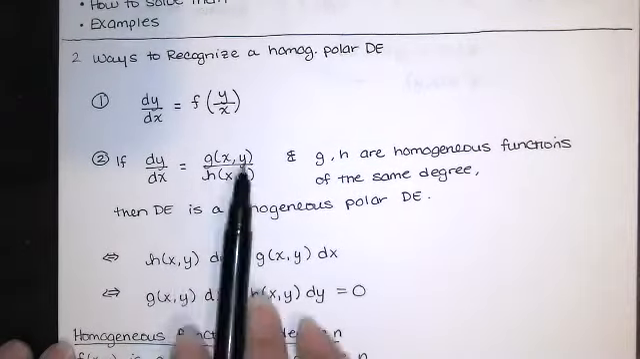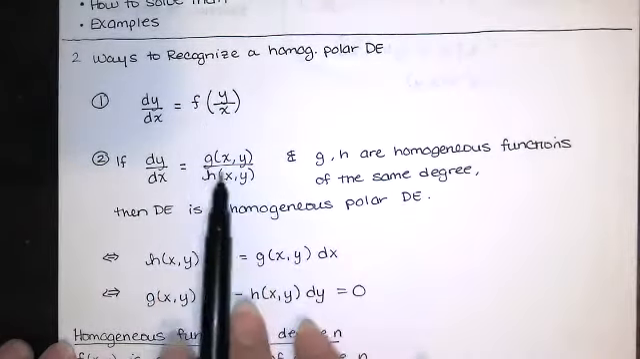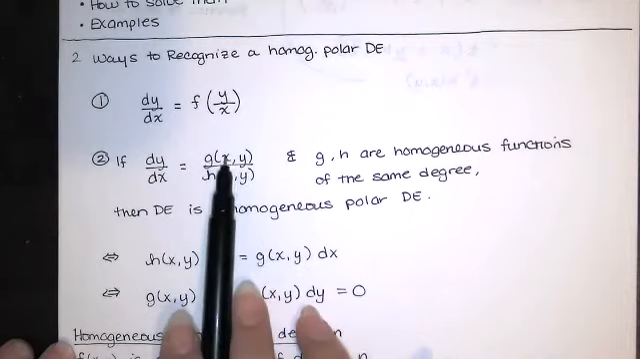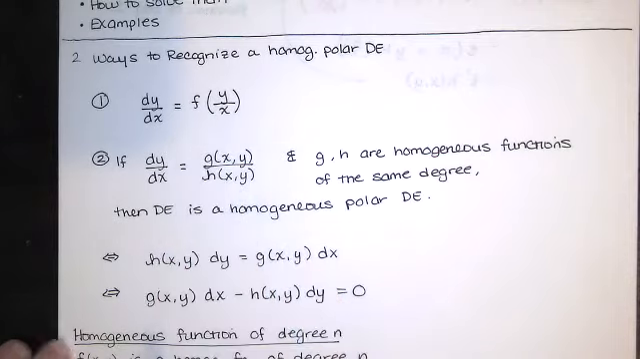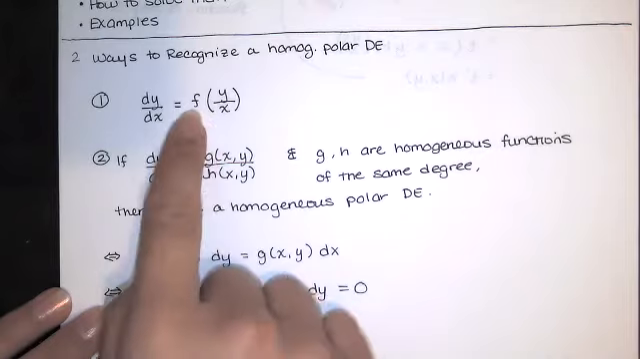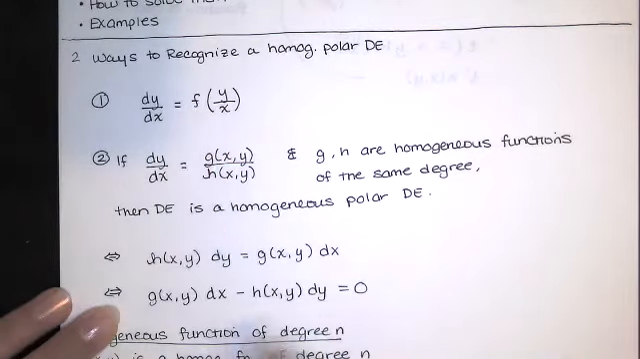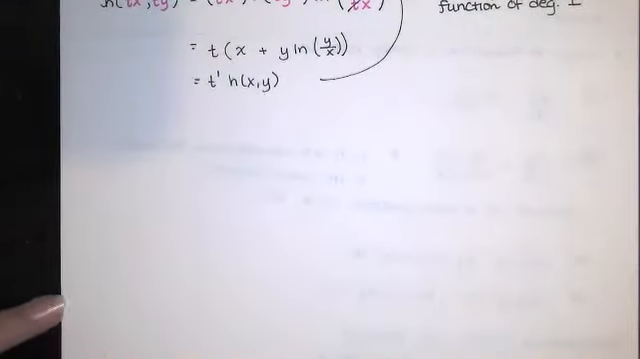Now, I claimed that if the differential equation can be written this way, it can also be written this way. So if these are homogeneous functions of the same degree, according to this, that means I can rewrite this right-hand side as a function of y divided by x. So let's look at a differential equation and see if we can recognize whether or not it's homogeneous. And then if it is, let's write it as a function of y over x. So let's say we have this differential equation.